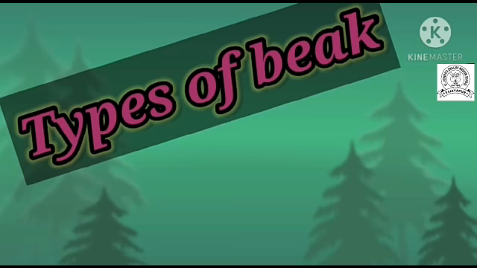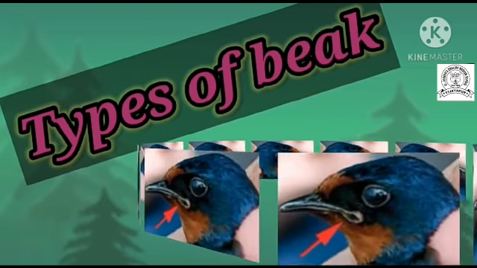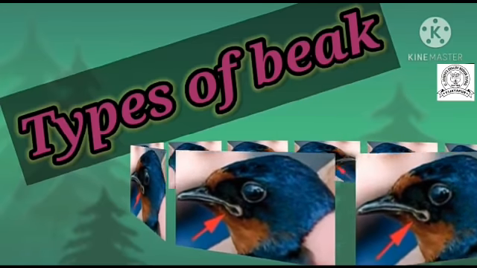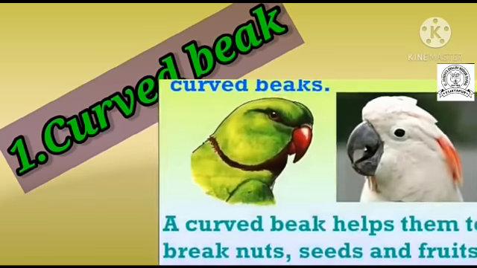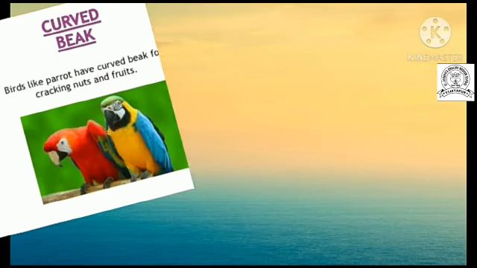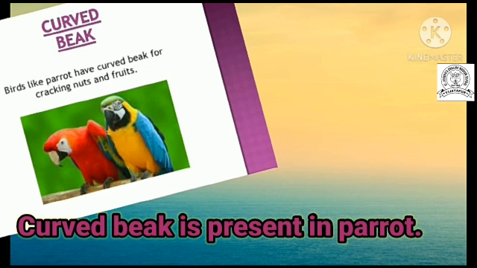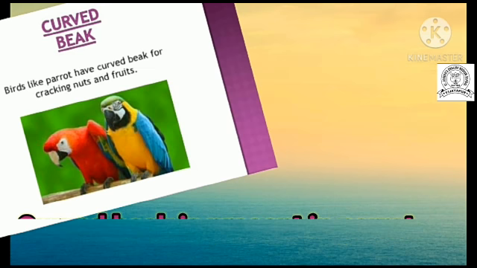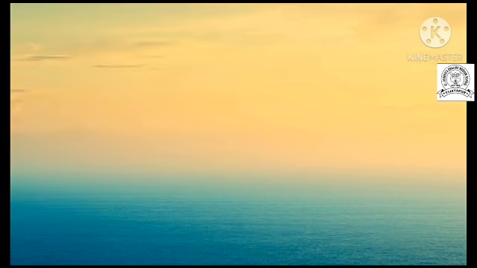Now we discussed first of all the different types of beak. So there are 7 types of beak, children. One by one I will read the para and then explain about the beaks. The first beak is a curved beak. This type of beak is present in parrot and the beak is a very curved one, and by using that curved beak the parrot can crack the nuts and hard seeds and tear the fruits also.